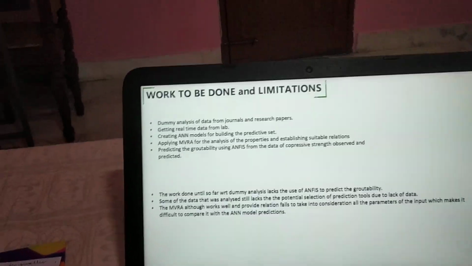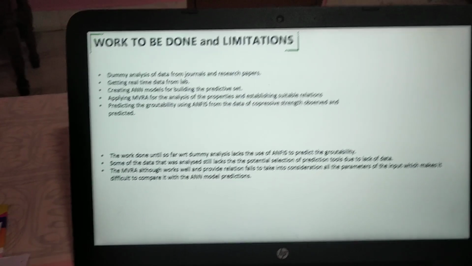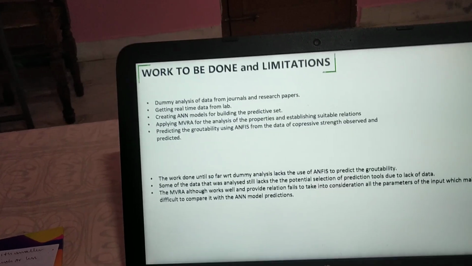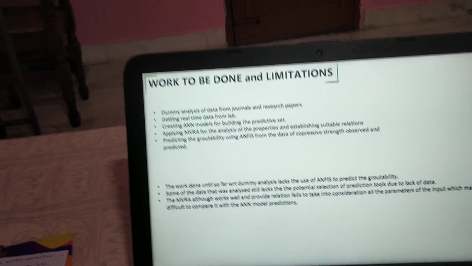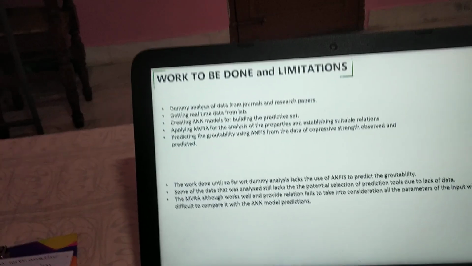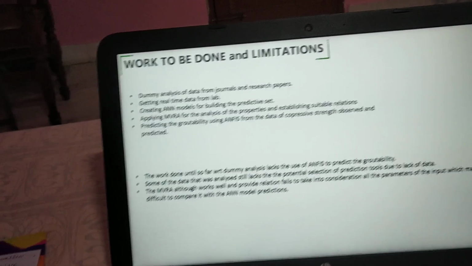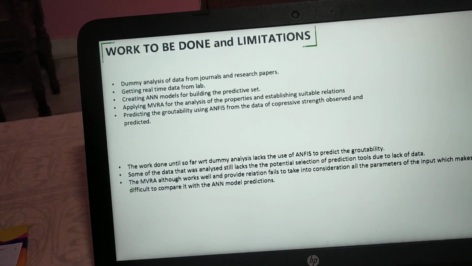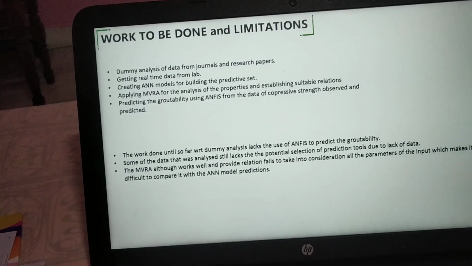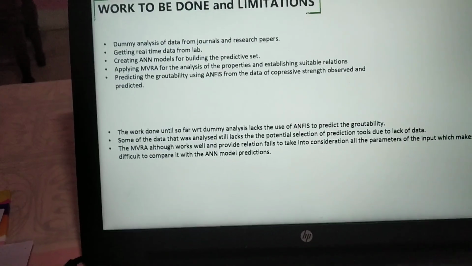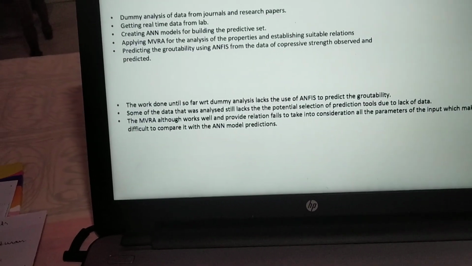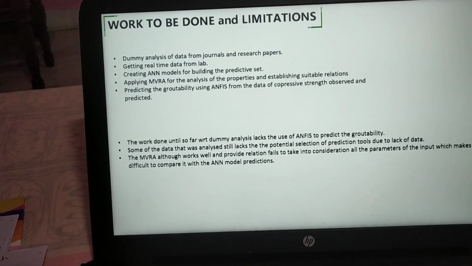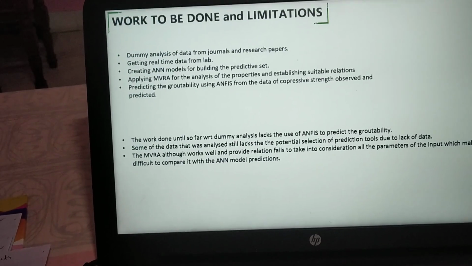So until now, the work that has been done is the literature review and the dummy analysis. The work which has to be done consists of the dummy analysis of the data from other journals and research papers, getting the real-time data from the lab, and creating the ANN models for bringing the predictive set and applying the various predictive tools that I discussed earlier in order to predict the properties as well as the correlation, so that we can find the best-fit model for our research and predict the groutability of the grouts that we will be using in the lab data set by using ANFIS, and to determine the compressive strength properties as well as predict them for our future.